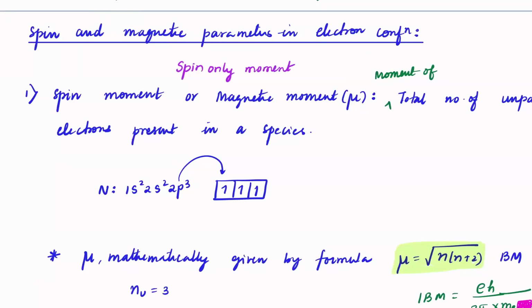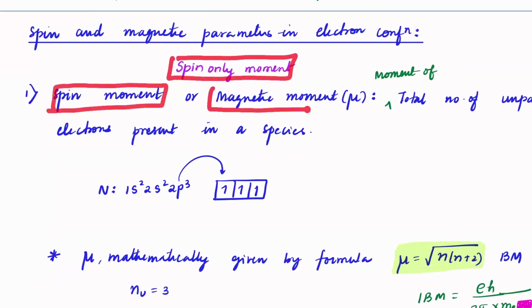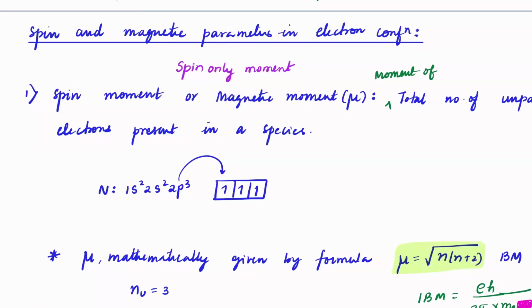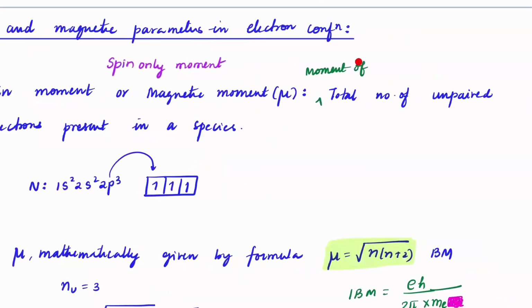First parameter is called spin moment or spin only moment or magnetic moment. All of them are one and the same. So in questions, if spin moment is the wording used, spin only moment or magnetic moment, all of them are one and the same. So it is how much amount of movement that is caused by the unpaired electron in the species.